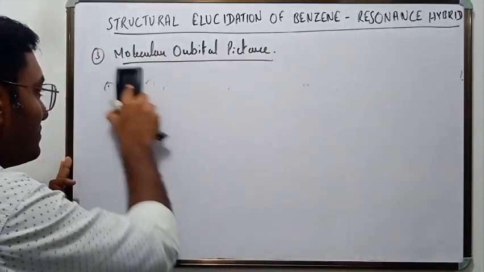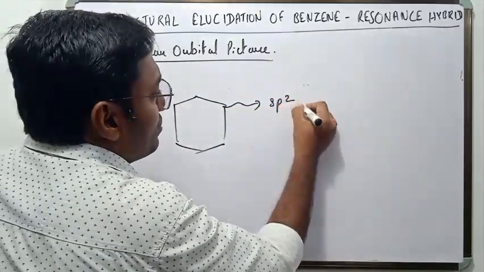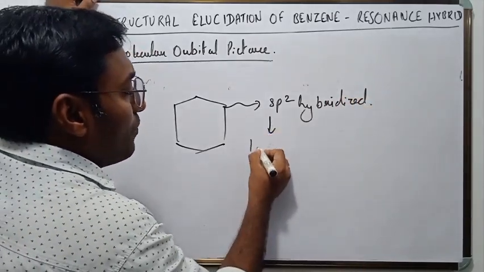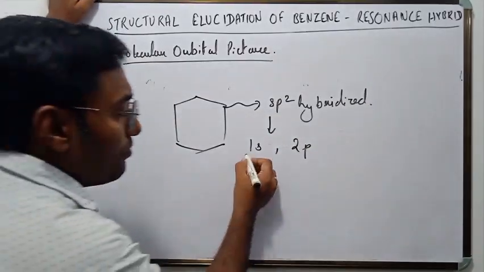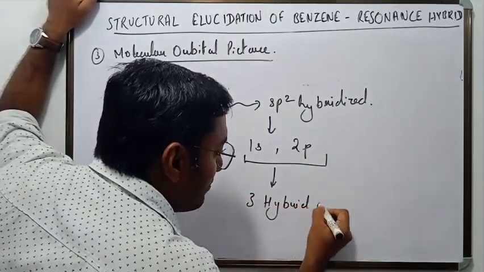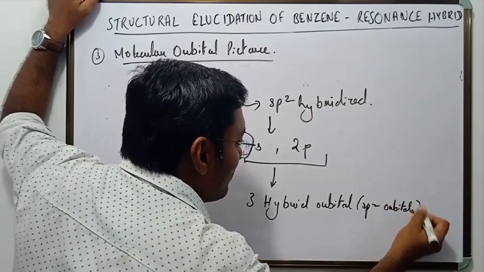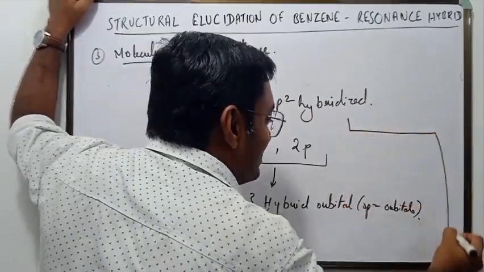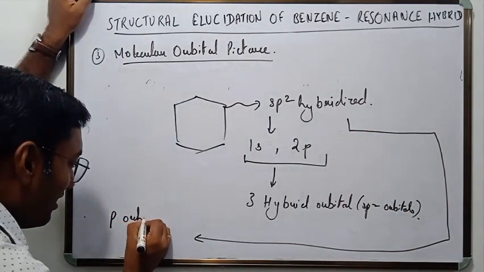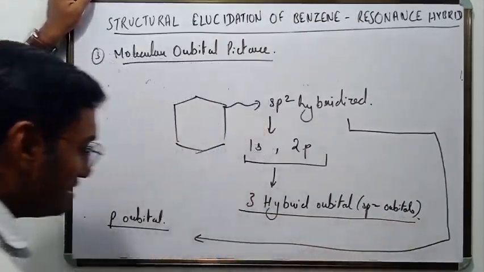Let me draw this. Any carbon atom you take is sp2 hybridized. Now what is sp2 hybridization? One s and two p orbitals hybridize to form 3 hybrid orbitals, and these are nothing but sp2 orbitals. There is one more orbital that doesn't take part in any kind of hybridization. Can you tell me which orbital it is? Yes, it is a p orbital. There is an unhybridized p orbital also. So there are 3 hybrid sp2 orbitals and 1 p orbital.